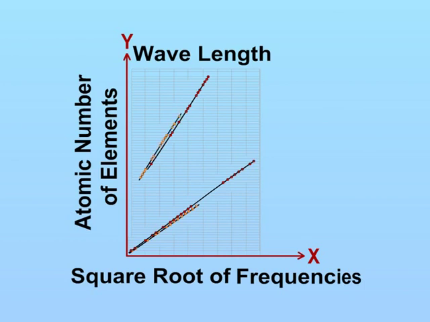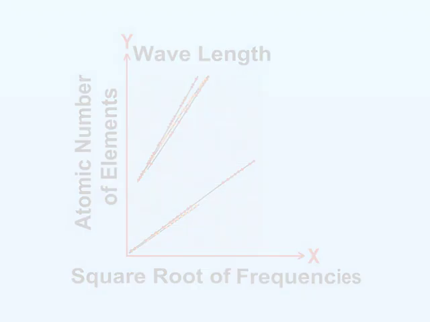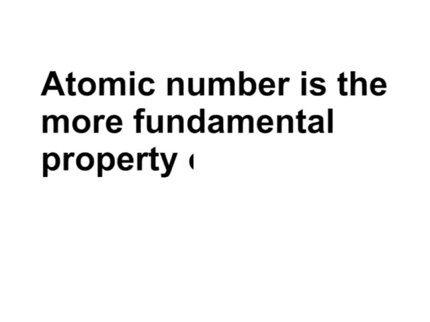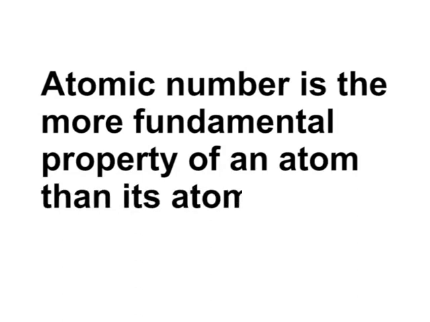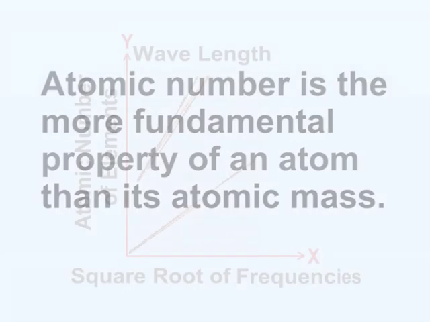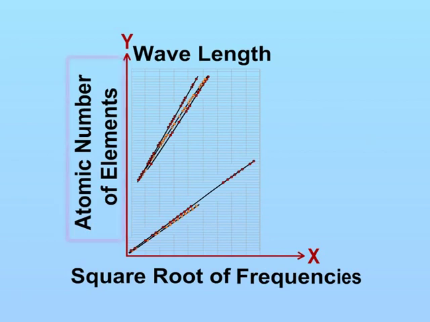But it was not obtained when the graph was plotted between square root of frequency against atomic mass of metals. Hence, it was proved that atomic number is the more fundamental property of an atom than its atomic mass. Therefore, atomic number must form the basis of classification of the elements in periodic table. He gave the modern periodic law.